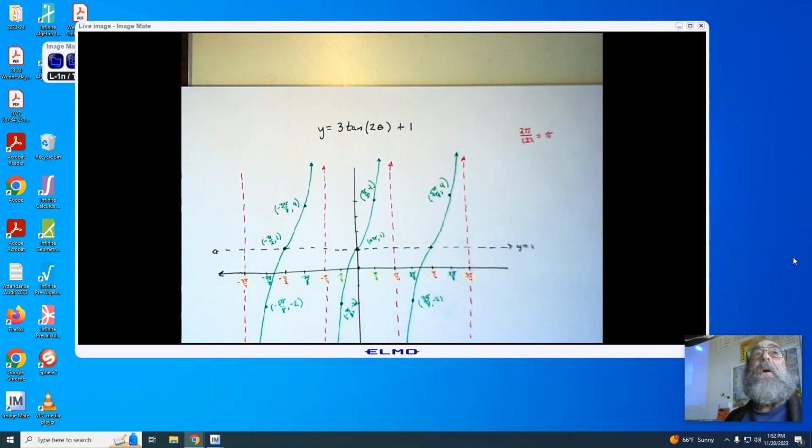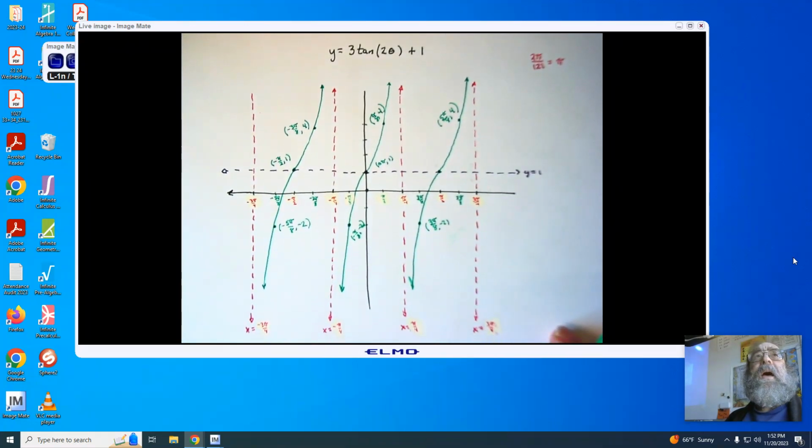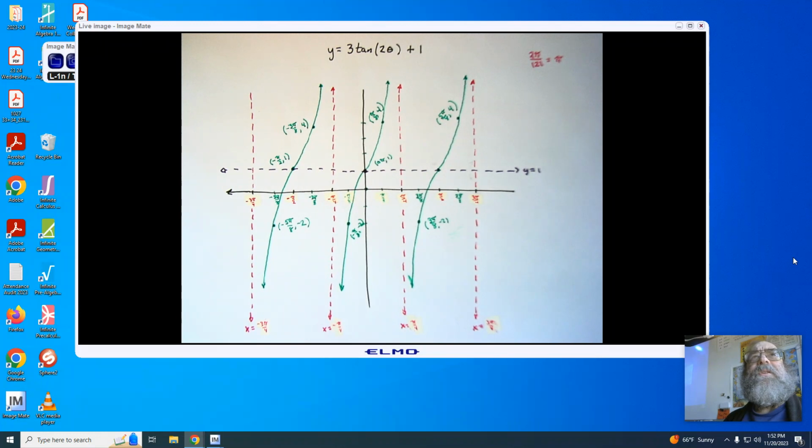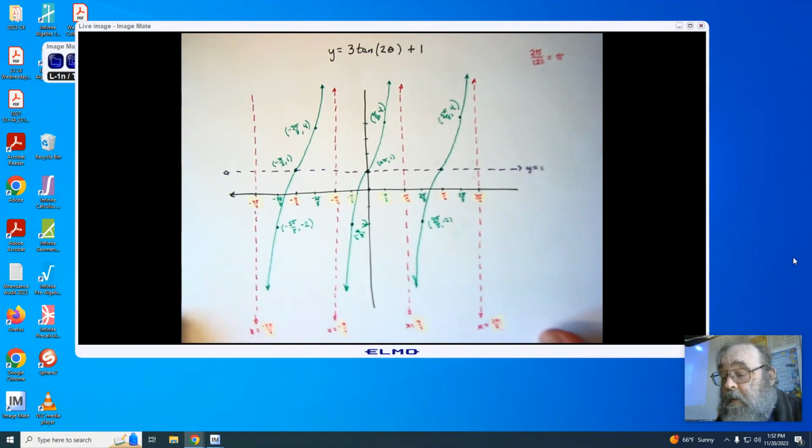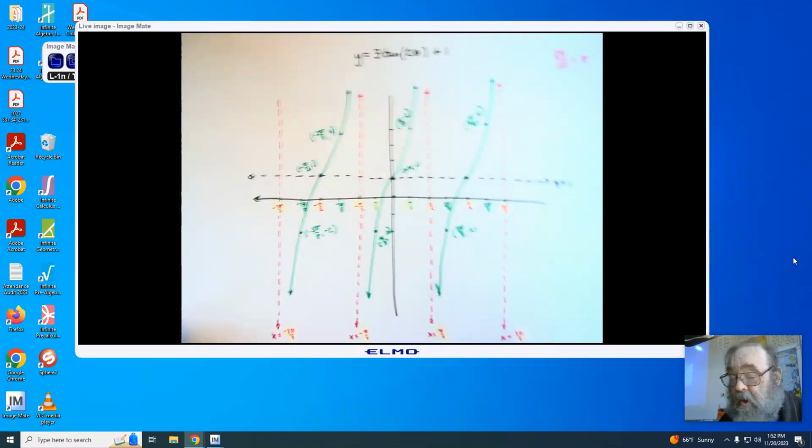I have 3 periods. I have the asymptotes located. I've got the center line located. I've got the change in the period identified. I've got the locations of the 3 points that are creating the curve. I'm done. Let's do a cotangent, shall we?